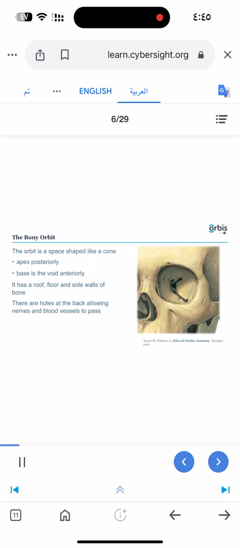The bony orbit is shaped like a cone, with its apex posteriorly and its base anteriorly. It has a roof, floor, and side walls composed of bone. There are fissures and canals posteriorly that allow nerves and blood vessels to enter the orbit. It contains the globe, the extraocular muscles, nerves, blood vessels, lacrimal apparatus, and adipose tissue, and we will discuss these items more later in this module.